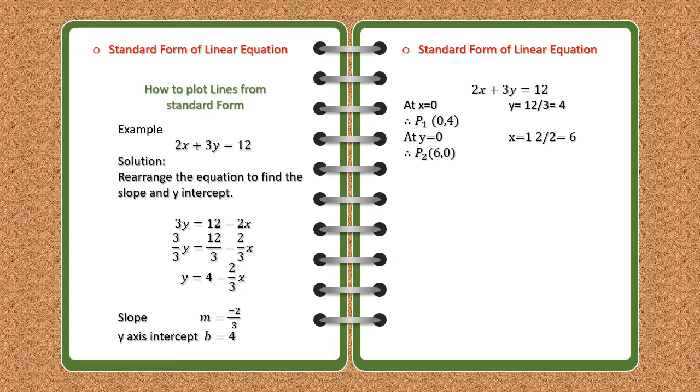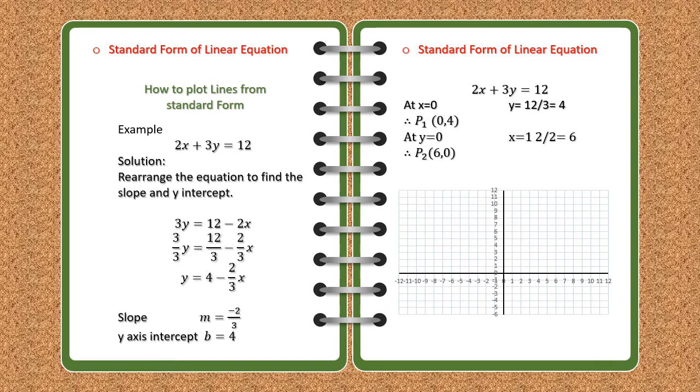This is the intercept with the y-axis. Now, we'll find the intercept with the x-axis. When y equals 0, 2x equals 12. Therefore, x equals 6. So the point is (6, 0). These are the 2 points.